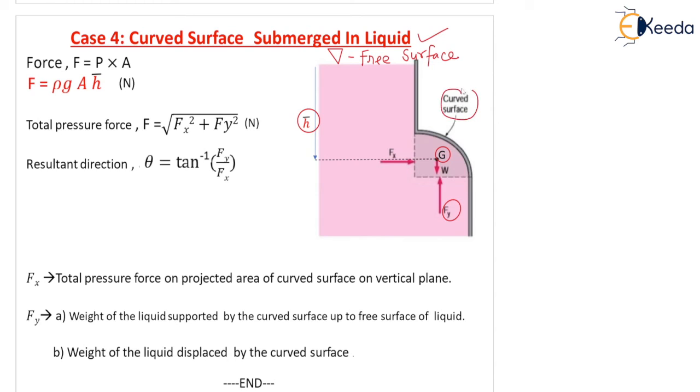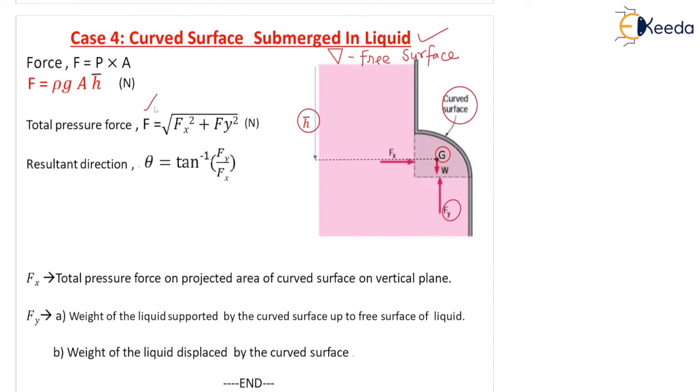And this is the curved surface. Because of this curved surface, you have to find the force. So the force formula is P into A, that is rho g A h bar, in Newton. Correct? Why have I written this formula here? Because this formula is also applicable here, but there is a small change. What is the change? First of all, you understand this.